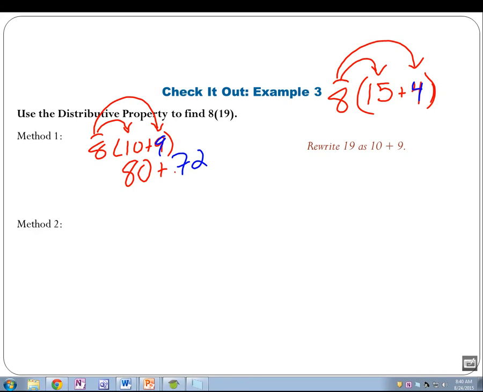Here I have not as easy of one, but I'm going to use the distributive property in my head to think about what 8 times 15 is going to be. It's going to be 80 plus 8 times 5, right? 80 plus 8 times 5, which is going to be 120. Oops, I'm jumping ahead of myself here.